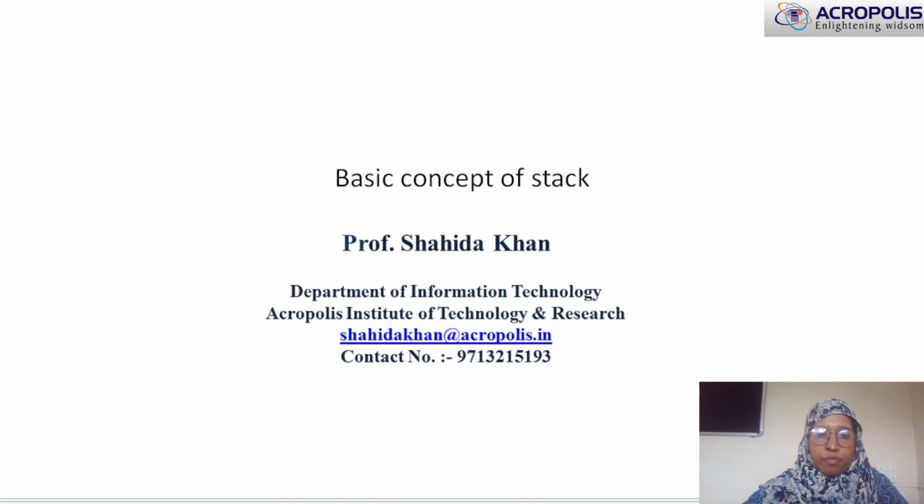This is Shahida Khan from the Department of Information Technology, Acropolis Institute of Technology and Research. I am going to discuss the basic concept of a stack. After completion of this topic, a student will be able to get complete knowledge of a stack. At the same time, a student will be able to make some small applications using the stack.